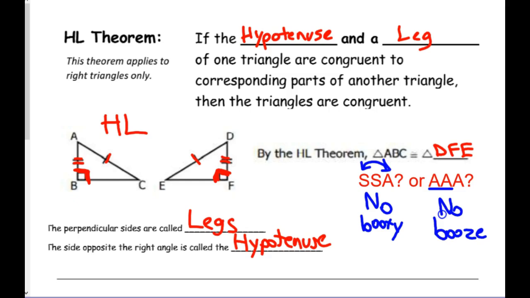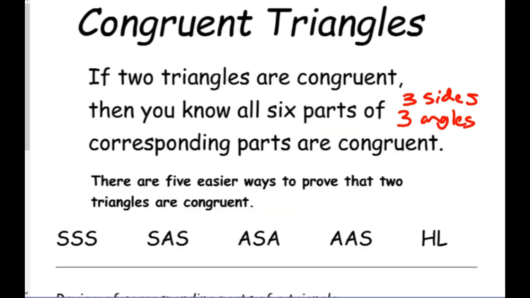Which ones can you not use? No SSA, or backwards, and no AAA. Okay? Those are no, no, no, no, no. Okay? So which five actually worked? We go back to the very front page. SSS, SAS, ASA, AAS, and it might look like SSA for a right triangle, but you call it HL, okay? So HL is the fifth one. Those are the only five you're allowed to use, because remember, SSA didn't work, AAA did not work, okay?